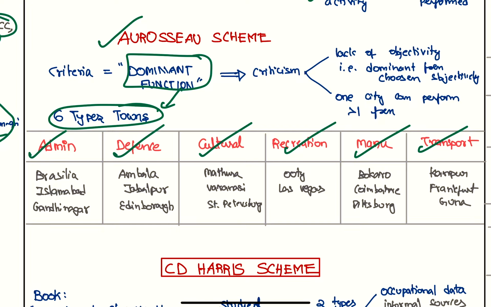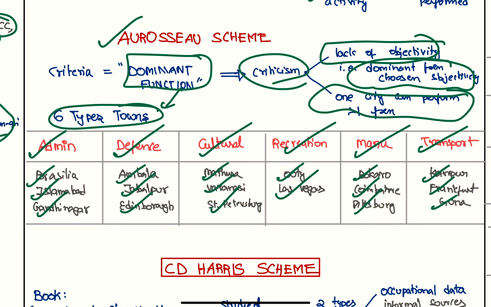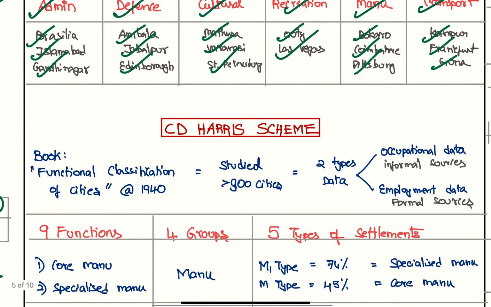Examples of administrative towns are Brasilia, Islamabad, and Gandhinagar. Defense towns are Ambala, Jabalpur, and Edinburgh. Cultural towns are Mathura, Varanasi, and St. Petersburg. Recreational towns are Ooty and Las Vegas. Manufacturing towns are Bokaro, Coimbatore, and Pittsburgh. Transport towns are Kanpur, Frankfurt, and Guna. So the criticism is the lack of objectivity in choosing the dominant function, and also one city can perform more than one function.